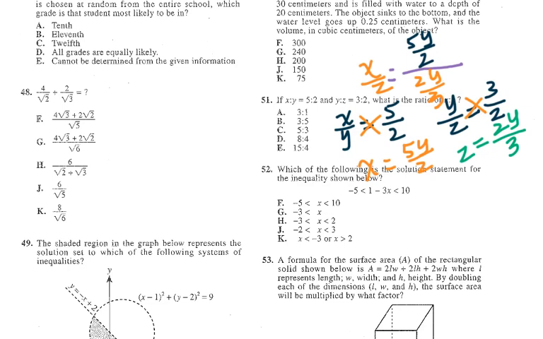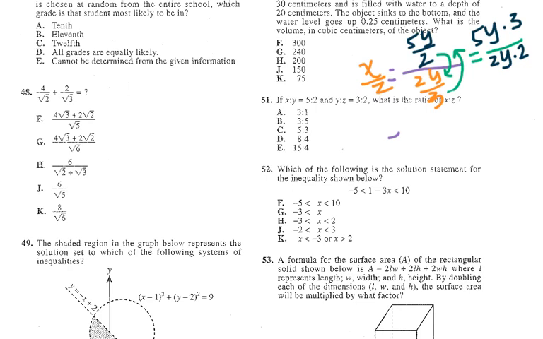This will be a complex fraction, so the denominator you need to flip. Therefore, you get 5y times 3 over 2y times 2. And simplify, it will be 15y over 4y. And it will be 15 over 4. Answer will be E.